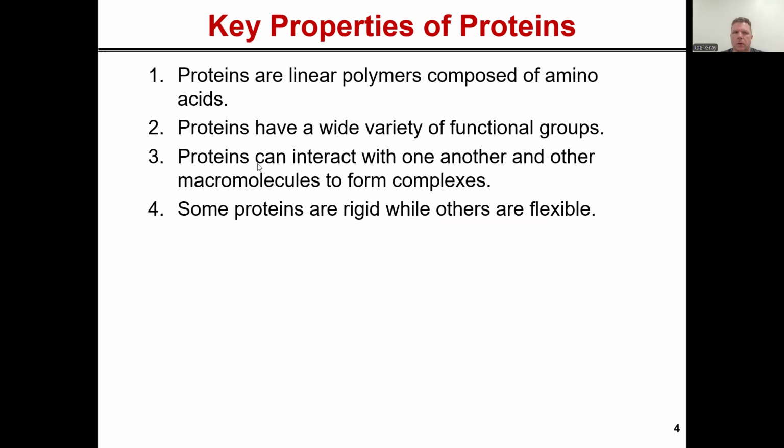Now, with that said, there are some very important key properties of proteins. Proteins are linear polymers composed of amino acids. Proteins have a very wide variety of functional groups. Proteins can interact with one another and other macromolecules to form complexes. Now, this is an important factor from a structural standpoint. Some proteins are very rigid, while others are very flexible.